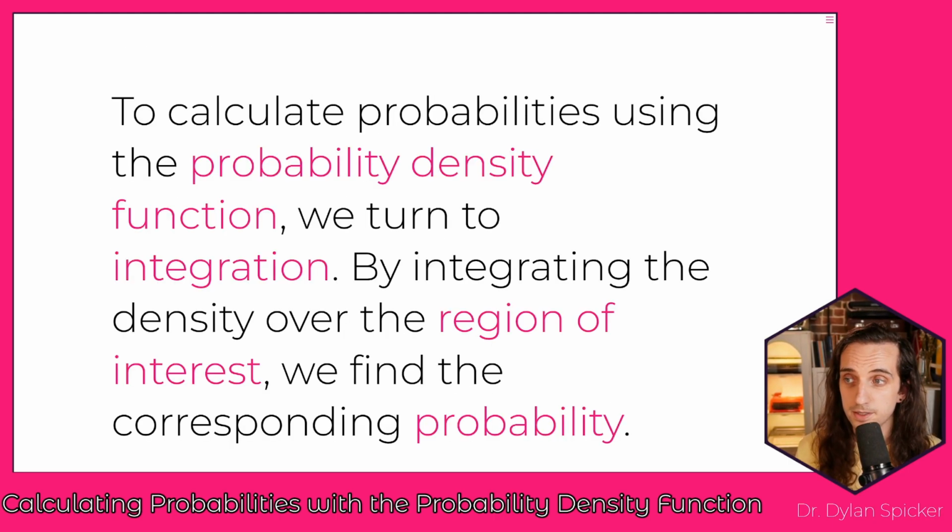So to calculate probabilities using just the probability density function, we can turn towards integration. By integrating the density over the correct region of interest, then we're able to find our corresponding probabilities. So the density function still contains our probabilistic information, but in order for us to access that correctly, then we need to be using our integrals over the correct regions that we actually care about.